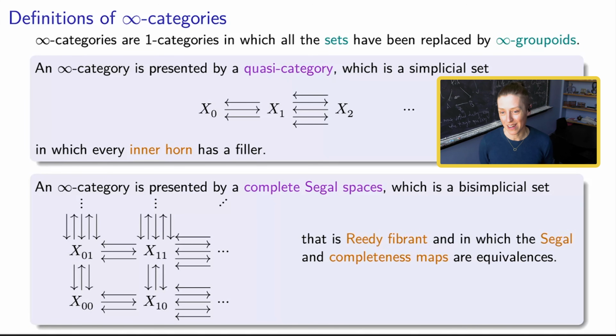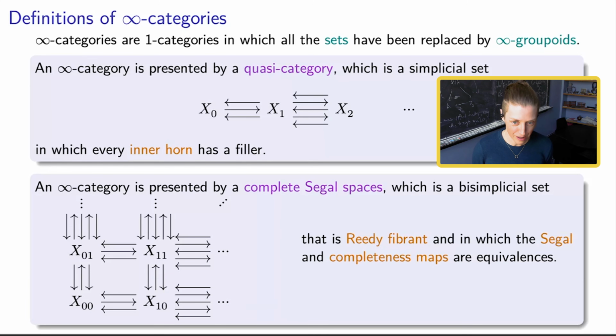Another definition is a complete Segal space, which is a bisimplicial set. So this is sort of two different simplicial sets commuting with one another. So we have now this grid of sets X_{n,m} for n and m natural numbers, again with a whole bunch of maps, some of which commute and some of which don't. And then this bisimplicial set has to satisfy three conditions. One is called Reedy fibrancy, another says something about Segal maps, and another says something about completeness maps, and those conditions are that these maps are equivalences.